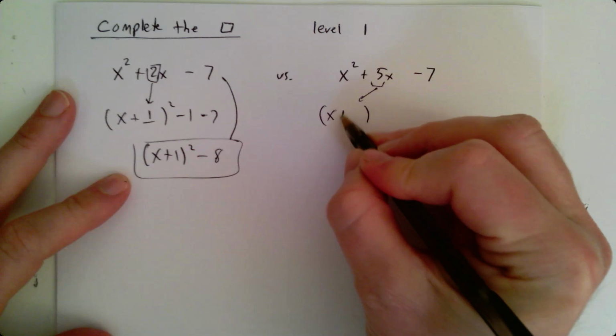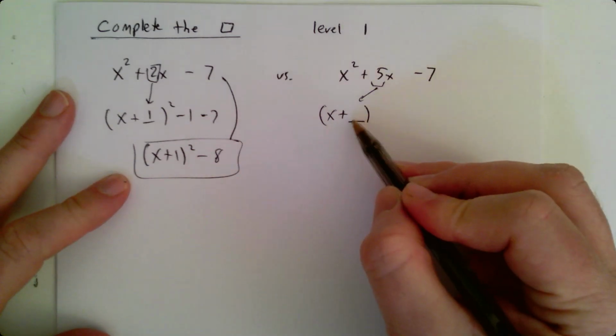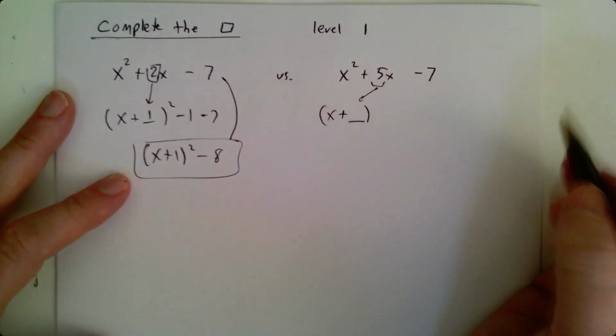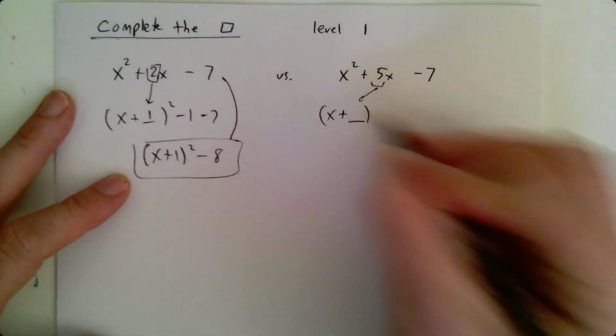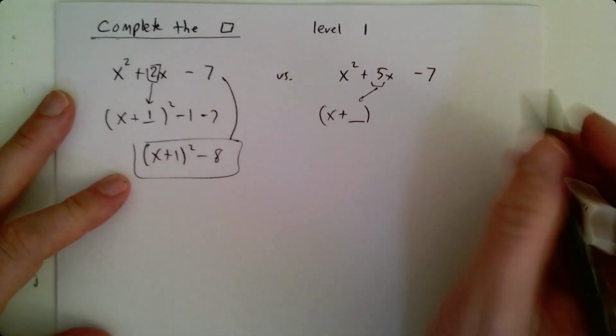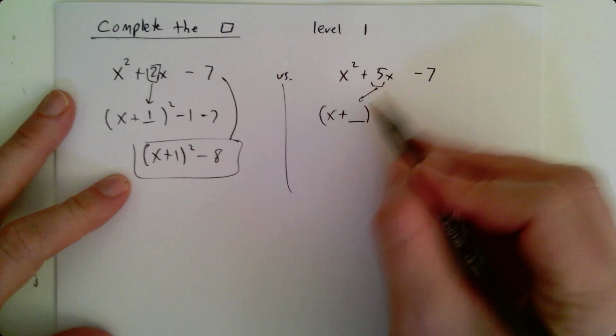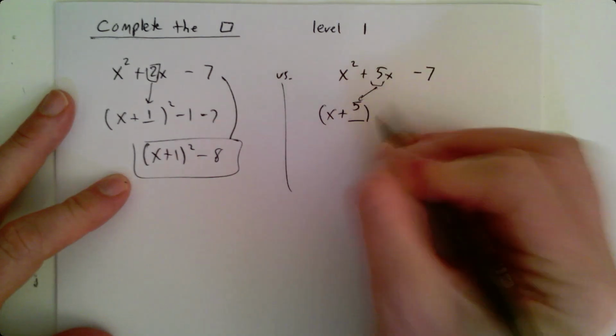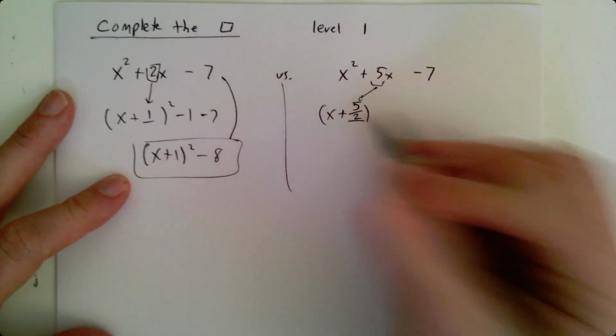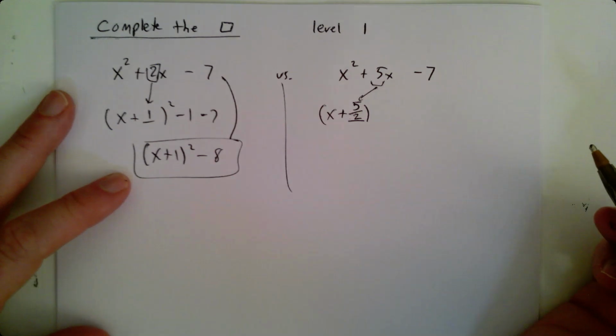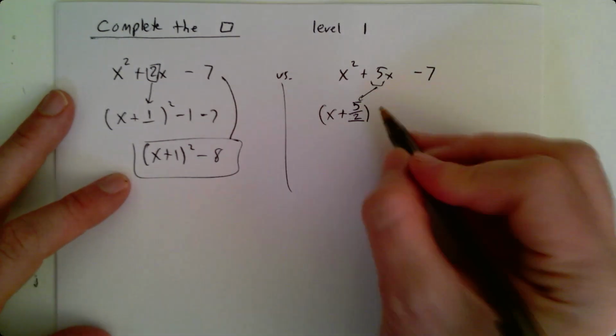A lot of students at this point want to write 2.5. I really encourage you to use fractions because it's actually going to be easier at the end of the day. So instead of writing 2.5, let's write literally 5 divided by 2. That's what it means to be half of 5. I take 5 and I divide it by 2.